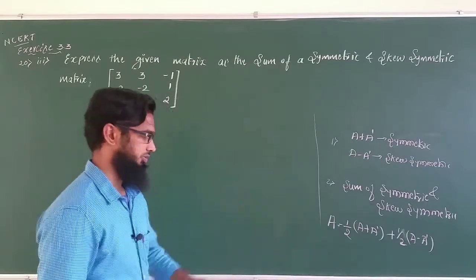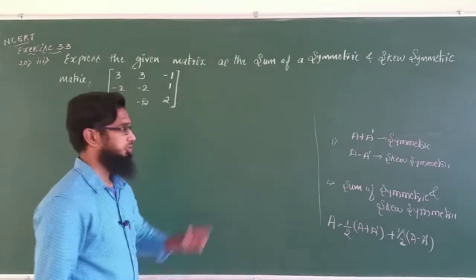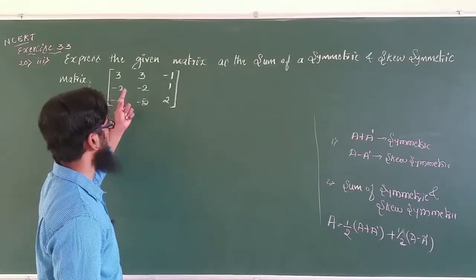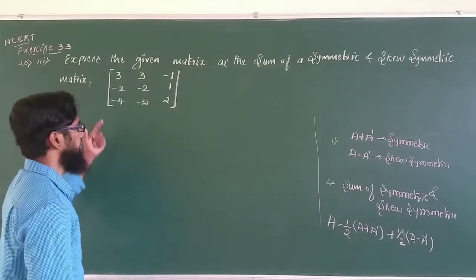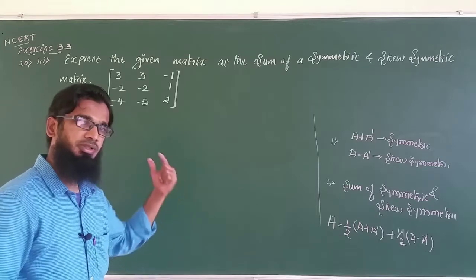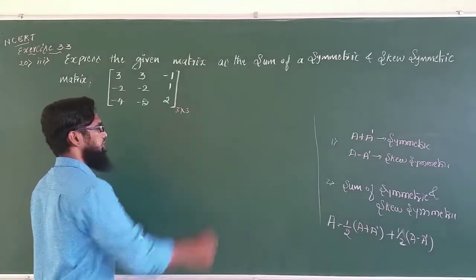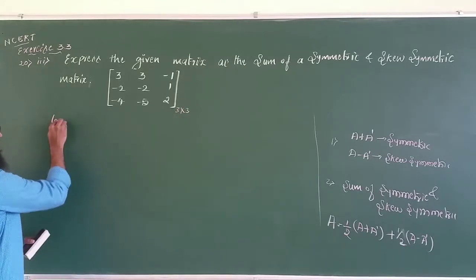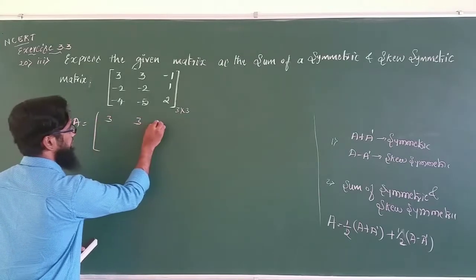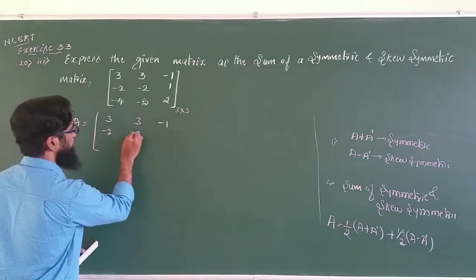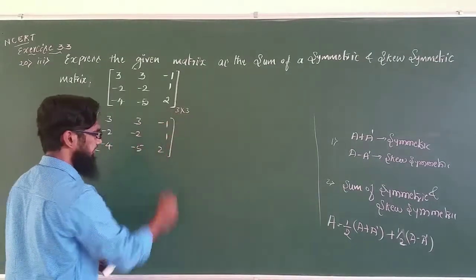Now based on this second theorem, we will go for one simple important numerical. The matrix A has not been indicated here, but we consider it a matrix A of 3 cross 3, with 3 rows and 3 columns. Let A be the given matrix: 3, minus 1, minus 2, 2, 1, minus 4, minus 5 and 2. This is the 3 cross 3 matrix.